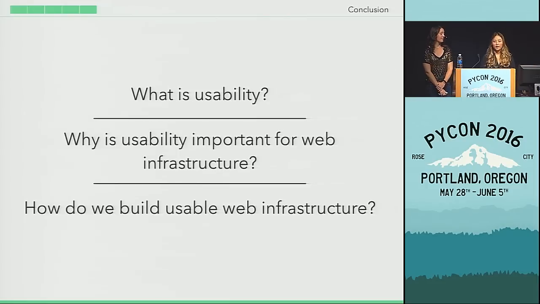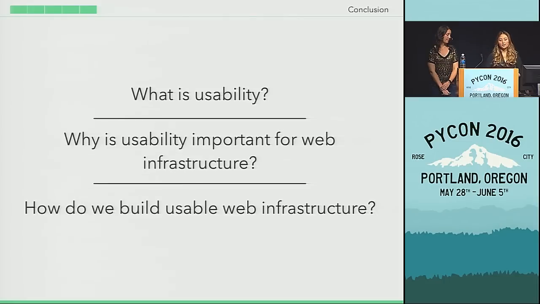So to sum it all up, we have answered these 3 questions today. What is usability? The learnability and ease of use of human-made objects. Why is usability important for web infrastructure? To reduce human error and increase the individual and team productivity. And finally, how do we build usable web infrastructure? We automate the core processes like deploying code and system configuration, and we expose human usable access points that make it easy for people to understand the actions that they're taking and the resulting impact on the system.